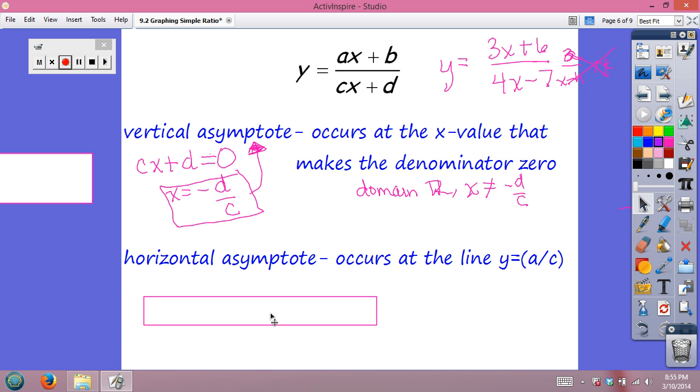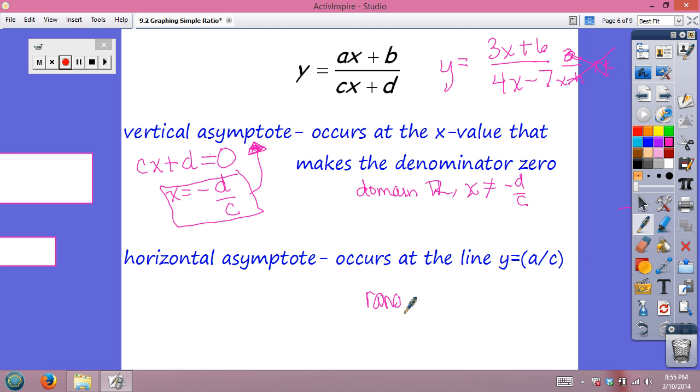And similarly, for the horizontal asymptote, we want a value that occurs at the line y equals a over c. So our range would be all real numbers except y cannot equal a over c. And in this case, a over c would be 3/4.